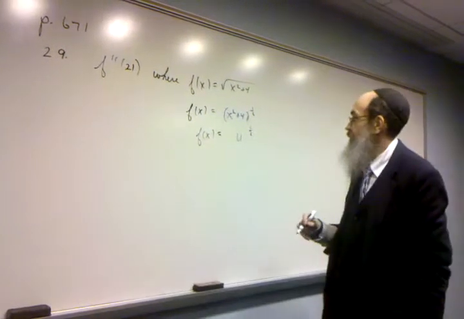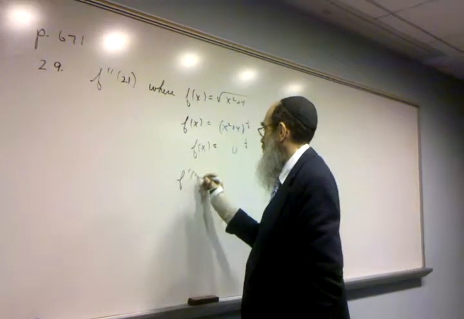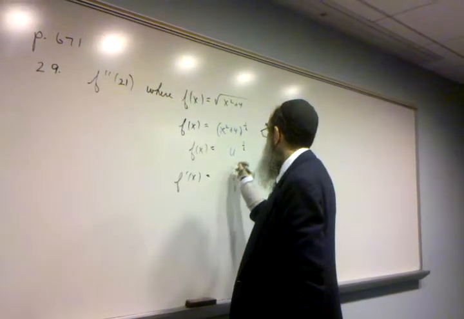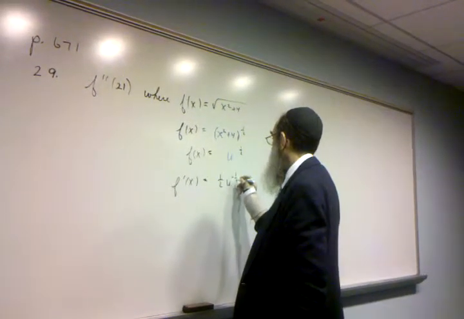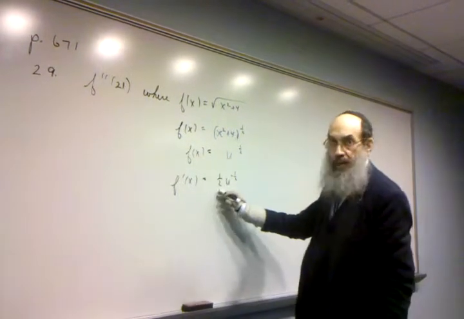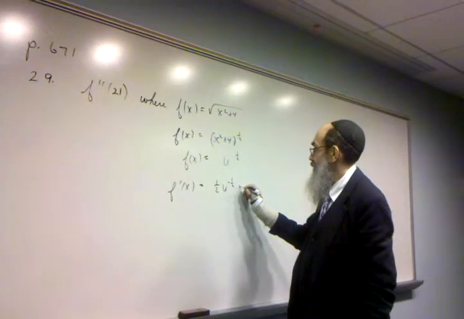So what is the derivative of f of x? Using the chain rule, f prime of x equals the derivative of u to the 1/2, which is 1/2 u to the minus 1/2. Then the half goes in front. We subtract 1 from the exponent, which makes it negative 1/2. Then we take u prime.